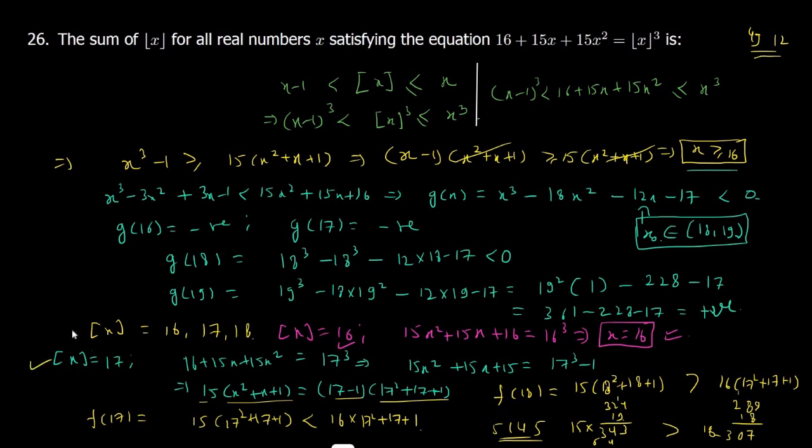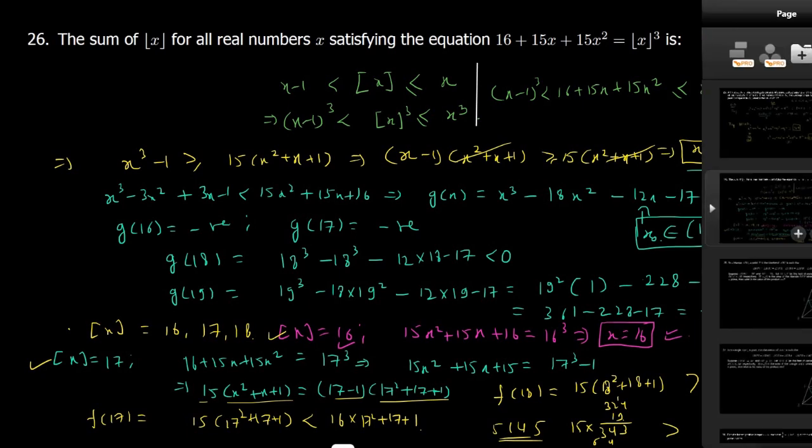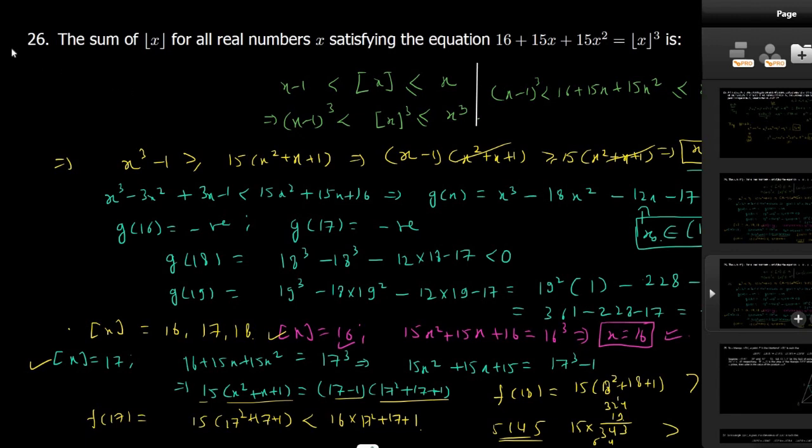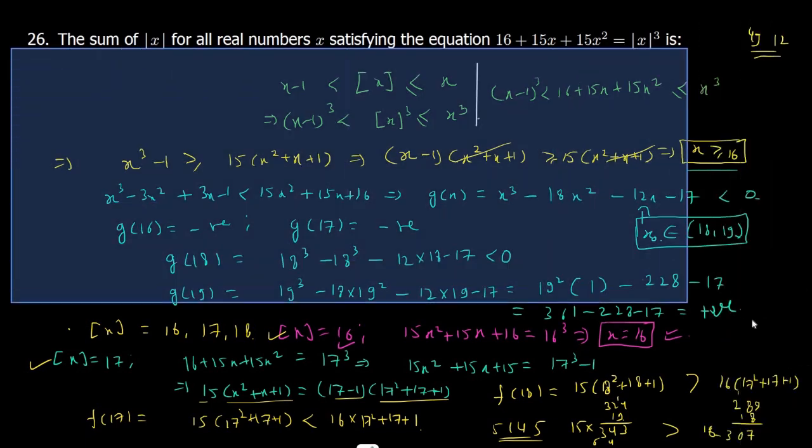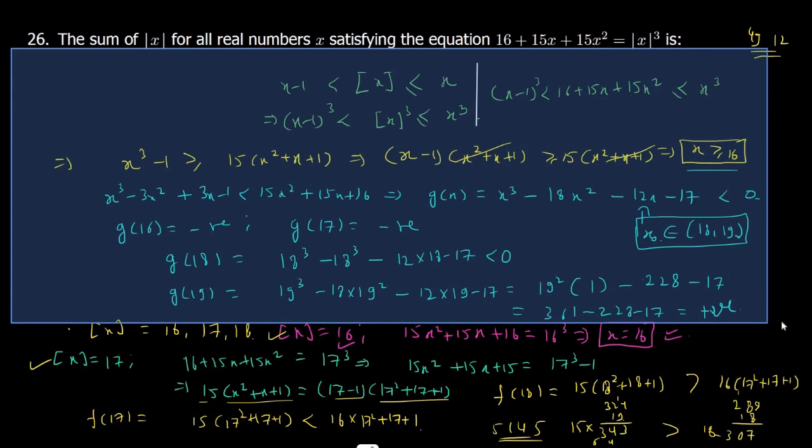So yes, box of x equal to 17 is also a valid choice. Box of 16 was a valid choice. Box of 17 was a valid choice. All that we need to check is whether box of x equal to 18 is also a valid choice, because if that's not a valid choice, then no other choice will be.